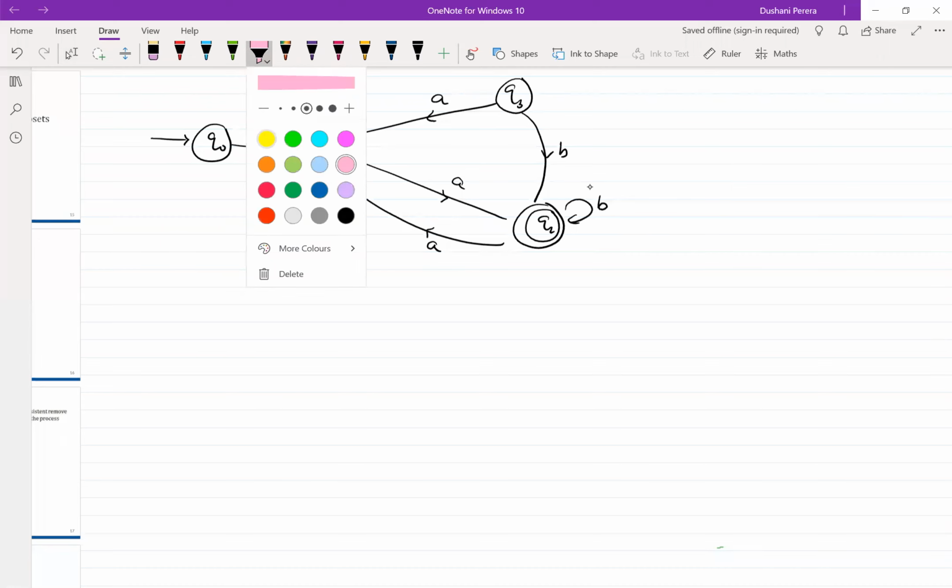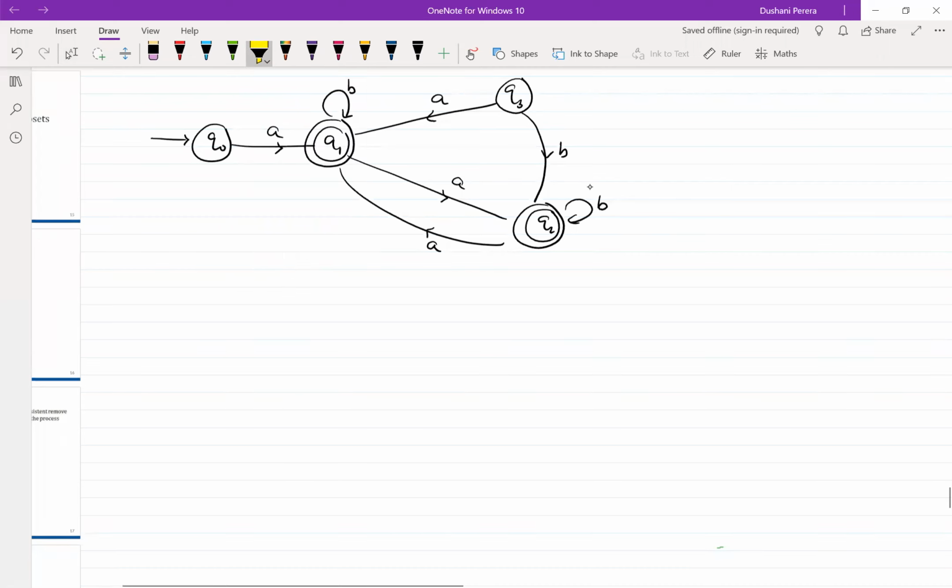So Q1 is reachable, Q2 is reachable, but as you can see, Q3 is not reachable from Q0. Therefore, we remove Q3 from our DFA. That is not necessary for us because there's no way to go there. Okay, now this is the DFA that we have to minimize.